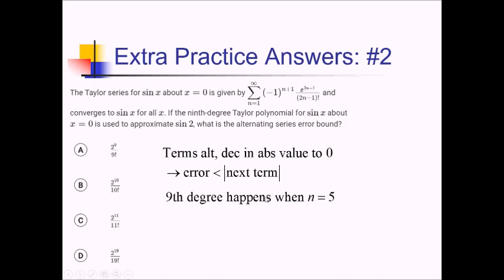So we're going to have 2 to the 2 times 6 minus 1 over 2 times 6 minus 1 factorial. And just simplifying this to get an answer choice, this is going to be 2 to the 11th power over 11 factorial. So that's going to end up being answer choice C.